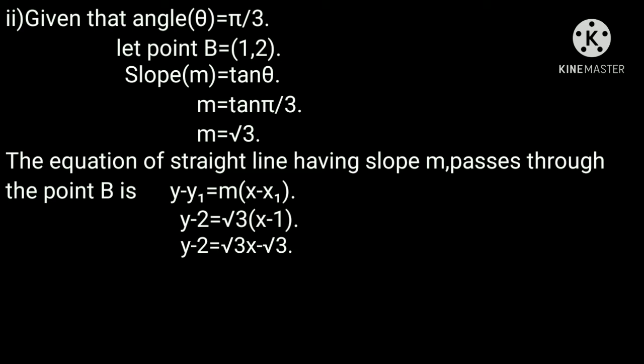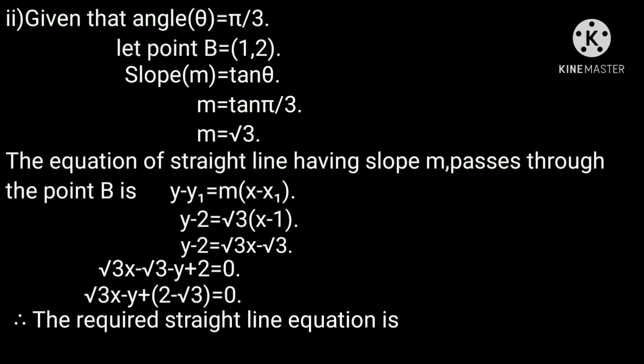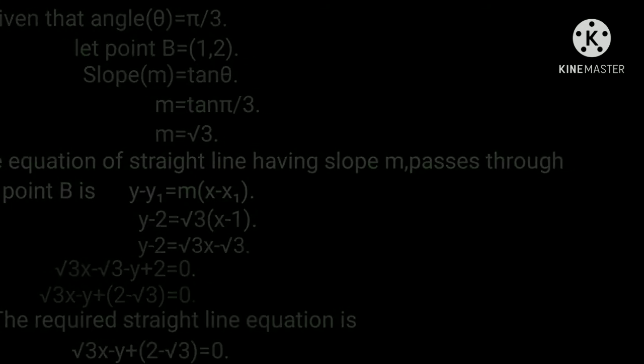Taking all terms to one side, root 3 x minus root 3 minus y plus 2 equal to 0. Next, root 3 x minus y plus 2 minus root 3 equal to 0. This is the required straight line equation. Therefore, the required equation of the straight line is root 3 x minus y plus 2 minus root 3 equal to 0. This is the solution of the second problem.